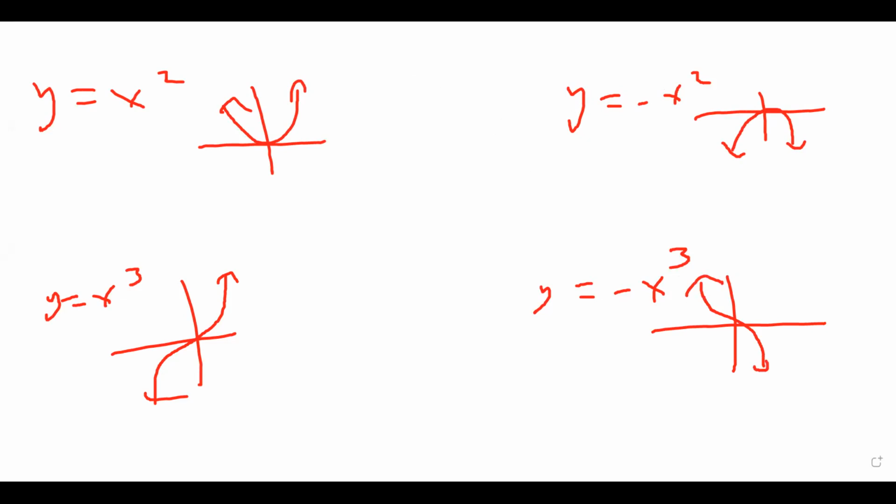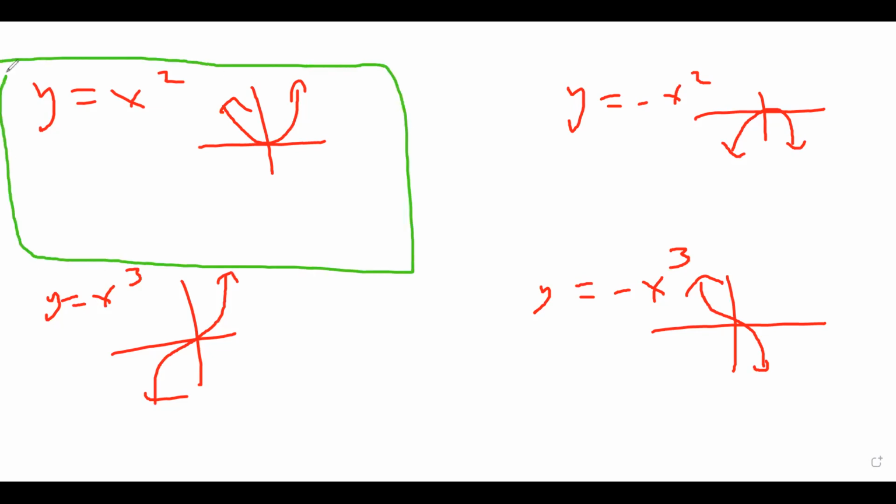Okay, so let's look at y equals x squared first. Let's focus our attention here right now. What happens to both arrows? Both pointing up, right? So here's how you would write it. You write as the limit.